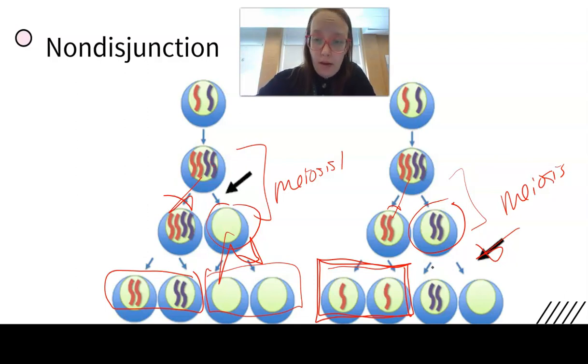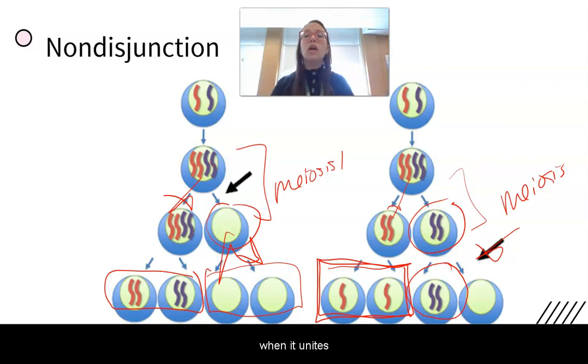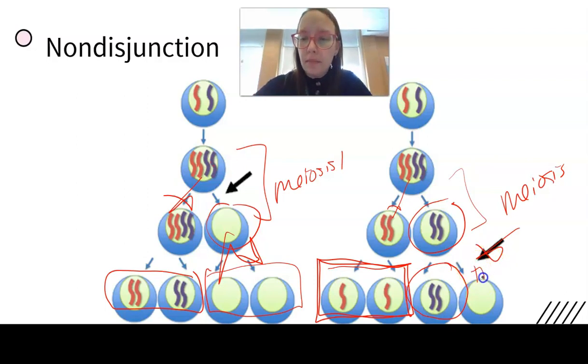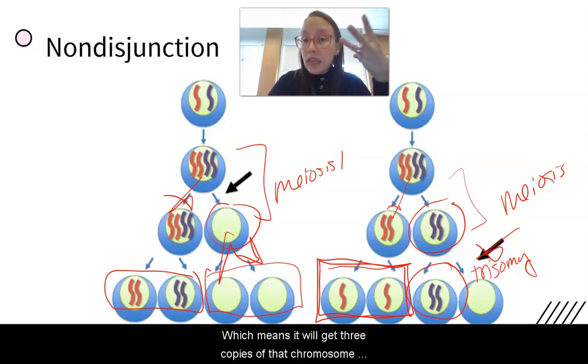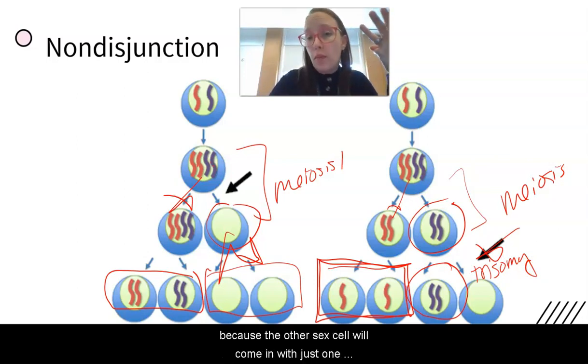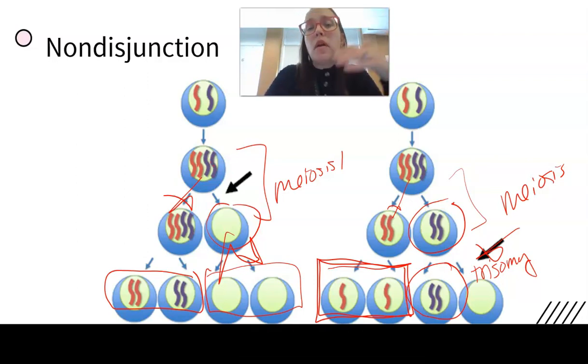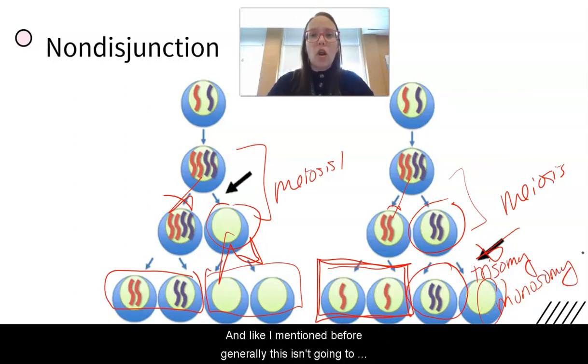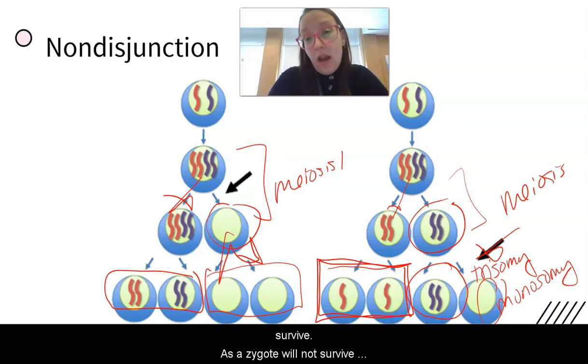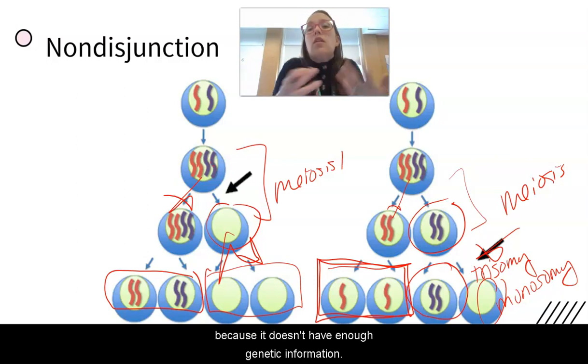What happens now is this sex cell, when it unites with another, it will create what we call a trisomy, which means it will get 3 copies of that chromosome, because the other sex cell will come in with just 1 copy like it's supposed to, and it will have 3 copies. Here, this would be what's called a monosomy. And like I mentioned before, generally this isn't going to survive. A zygote here will not survive because it doesn't have enough genetic information.